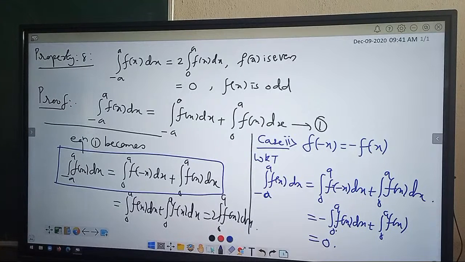Now I am going for the exercise part of this one. Exercise part. Okay.